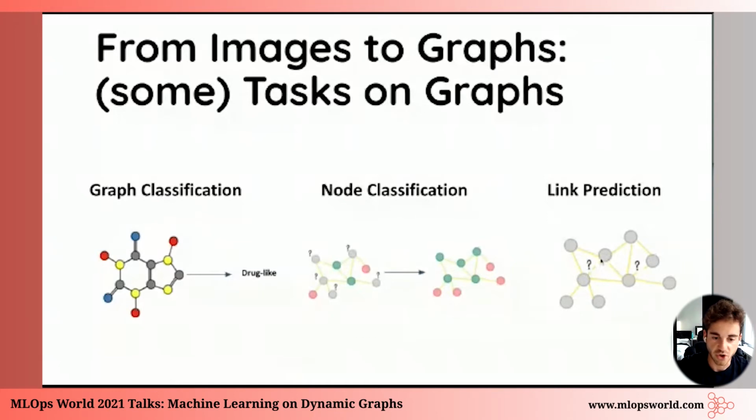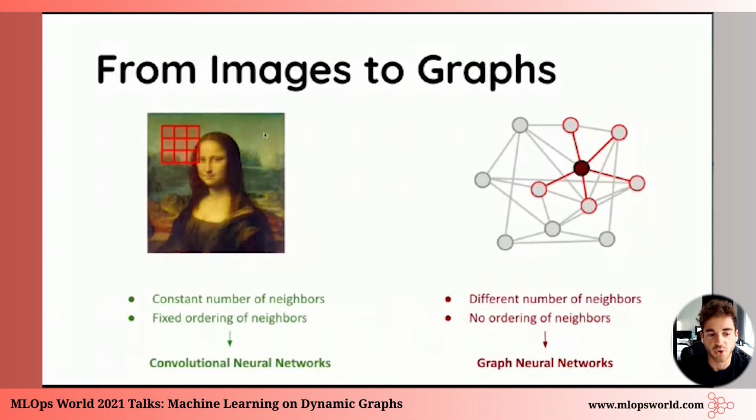Given some of the tasks that we want to be able to do on graphs, we now have to think about how to achieve them. On images, we all know that convolutional neural networks are the main weapon, even though lately transformers have also been doing very well on images. But historically, convolutional neural networks have been the main tool.